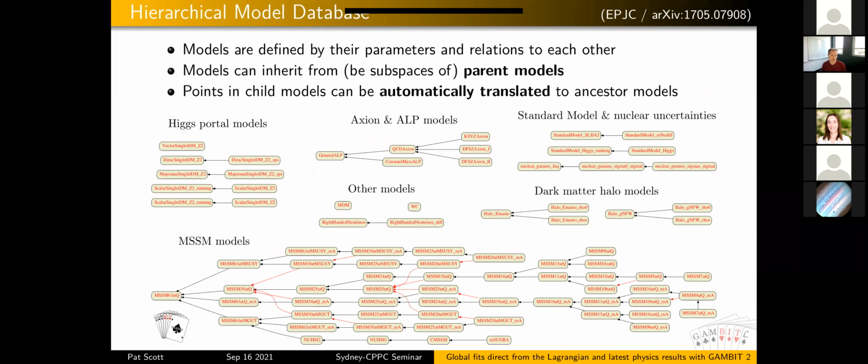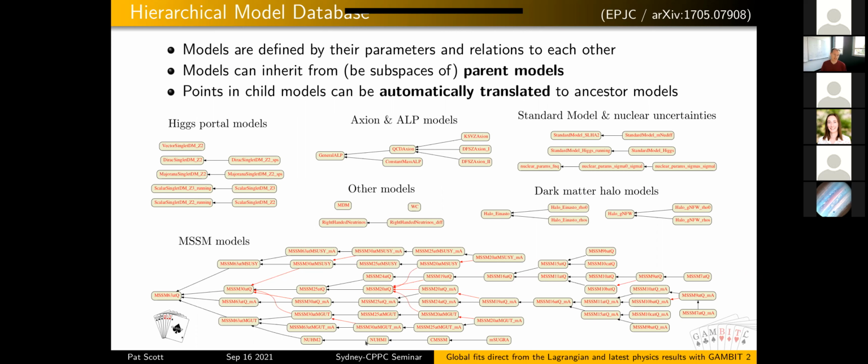It also has a hierarchical model database. So every model in Gambit goes into this database, and it's defined by the identities of its free parameters and also its relationship to other models. And the sorts of relationships I'm talking about here are actually inheritance relationships. So it means that you can have child models that descend from parent models, which means that they're actually subspaces of the parent model. So you define a translation function that allows you to basically up-translate any point in the child model parameter space to a point in the parent model parameter space.